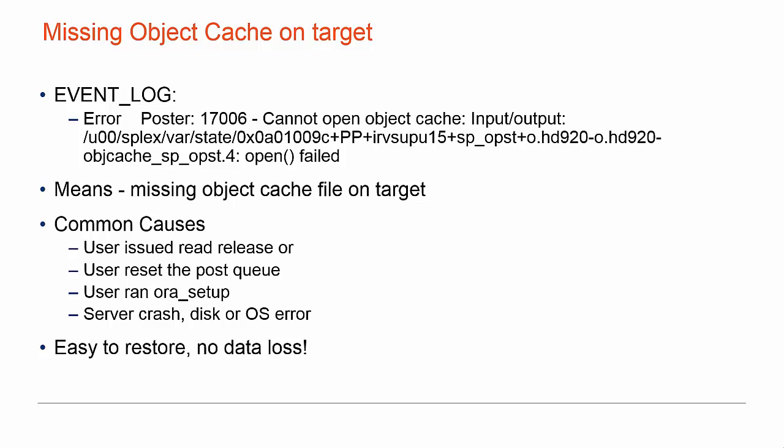Most often, this is due to the user issuing read release or resetting the post queue, and in the process deleting the message that instructs post to create a new object cache file. Running Oracle SP on target will also result in object cache removal. Additionally, an unexpected server crash may cause queue corruption, which may also result in a missing object cache file. The good news is it is very easy to restore the object cache file on target without losing any additional information.